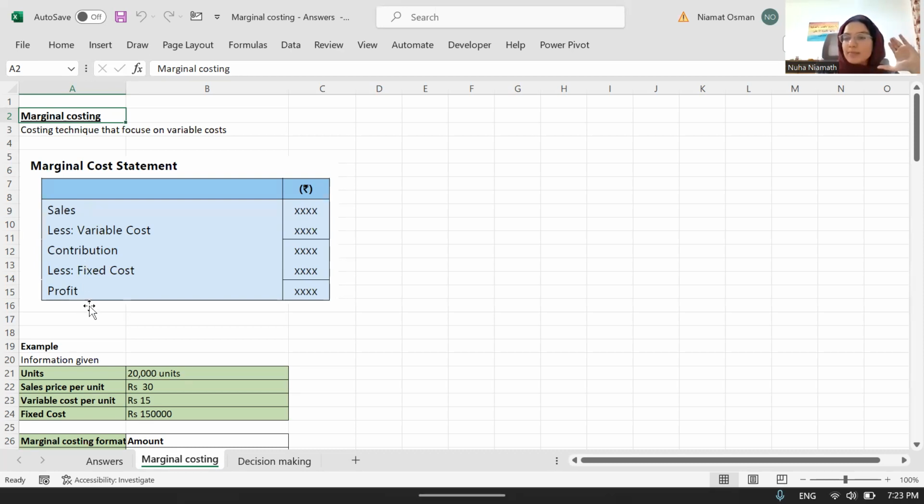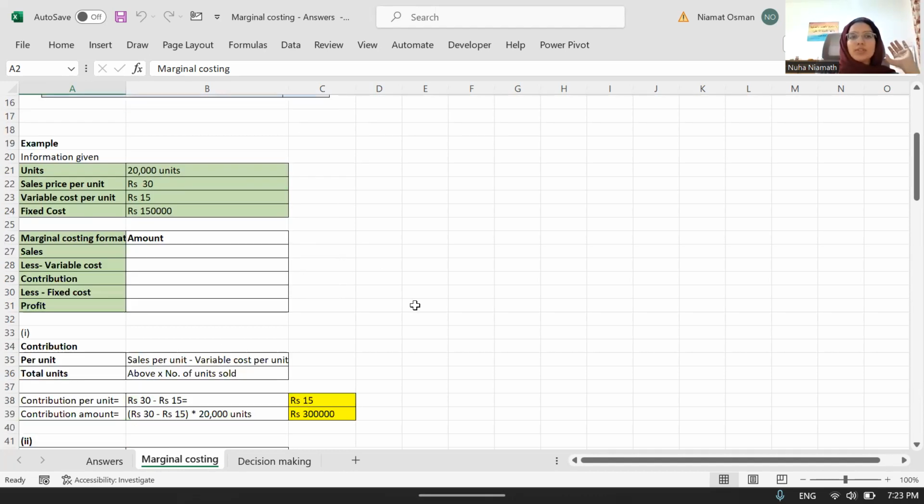So this is very simple, five levels. Sales, less variable cost will give you your contribution, less fixed cost will give you your profit. Is this statement clear for everybody? Is there no confusion with respect to this? Has everybody understood what a marginal cost statement is? Perfect. Once this is clear, we can proceed further.